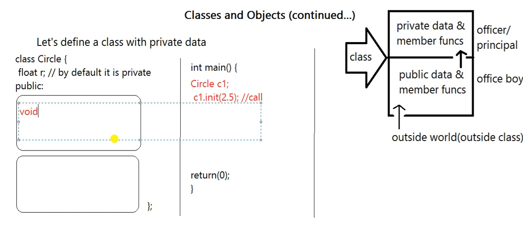Since it is not returning any value, it is void, the function name is init, and the function is passing some real value. So take it in some variable, say x, and what you have copied in x, 2.5, this x you must assign to the radius. So radius is available here, r. This way the radius will get initialized. This is the init method. Now the C1 object is created and C1's radius got initialized to 2.5.